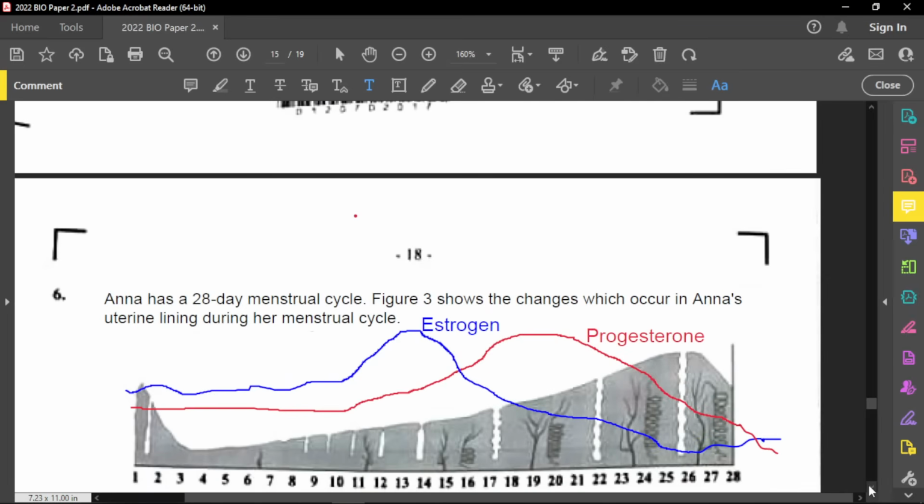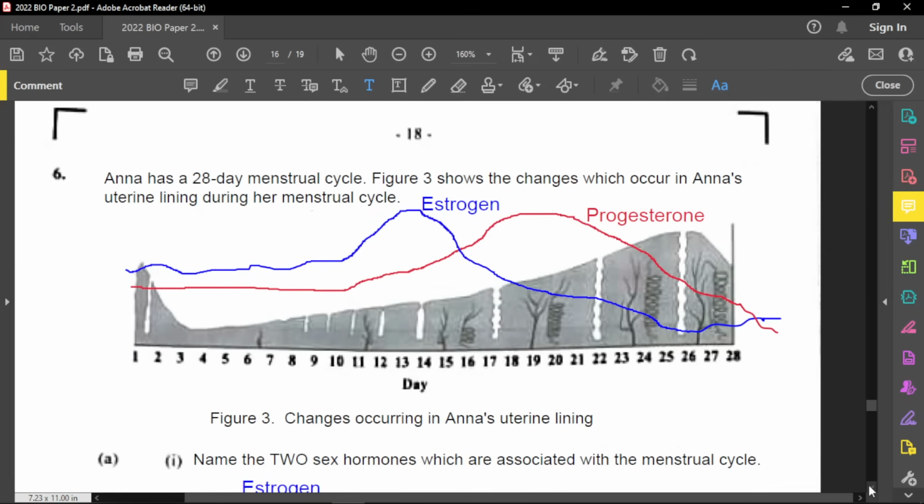So we finish with that, and we are on our 6th question. Now, this will be our last question. So Anna has a 28-day menstrual cycle. Figure 3 shows the changes which occur in Anna's uterine lining during her menstrual cycle. And the uterine lining right here is called the endometrium. So this is the endometrium that is shown here.